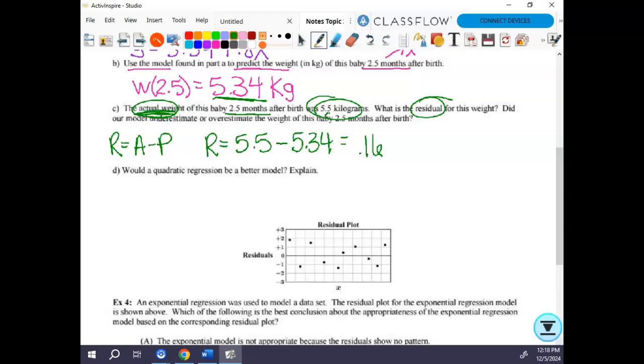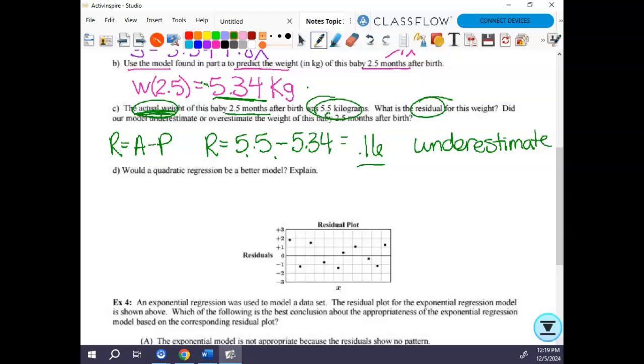Well, we got two ways to look at this. We know what the residual is, so we could reason through it that way, or we know exactly what the predicted and exactly what the actual was. Here's my predicted. Was this an overestimate or an underestimate for this? Underestimate. Very good. Okay. Any questions at all?